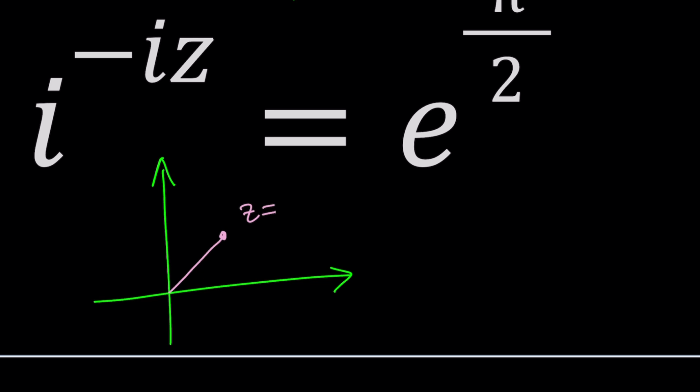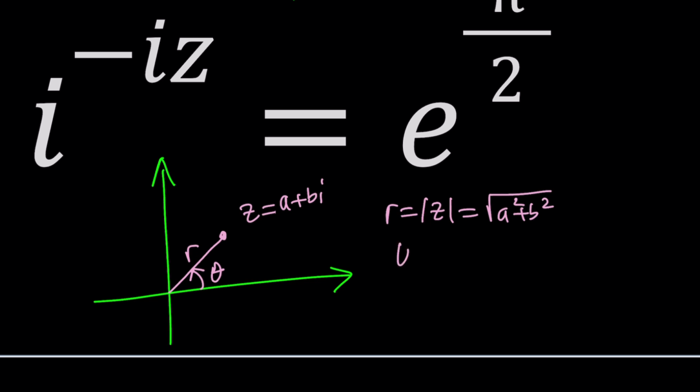a plus bi. You can kind of plot it like this. This will be r, which is the absolute value, which is given by the square root of a squared plus b squared, the distance from 0. And there is an angle which is measured in the positive direction, which is counterclockwise. And it's called theta, and theta is usually arctangent of b over a. It's not always like that, but kind of. Let's just keep it in the first quadrant, and we should be fine.